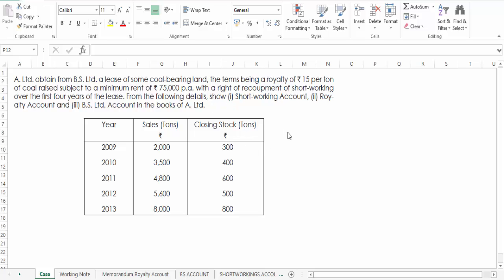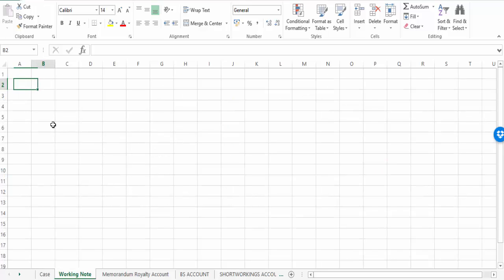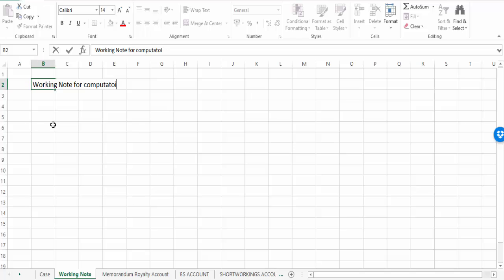So first, let us find out what is the coal that is raised. That is, we have to find out the coal that is produced. So how are we going to find out? We have sales, we have closing stock. This information will be sufficient for us to find out the coal that is produced. So let us have a working note for computation of coal raised. It is nothing but coal production.